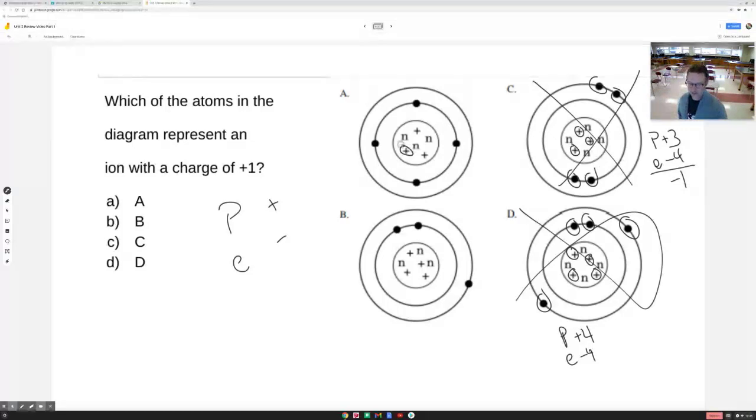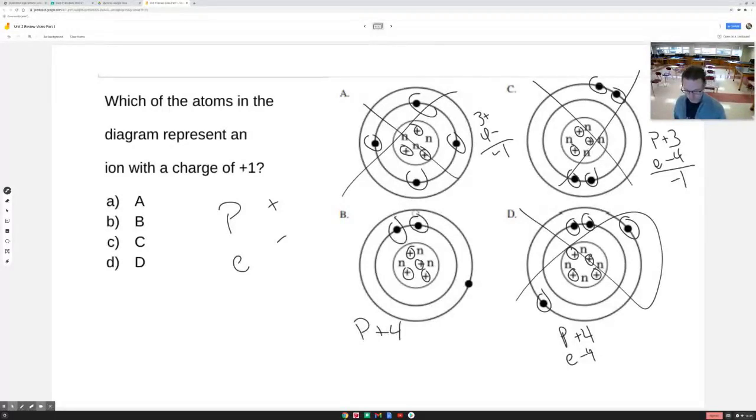This one's actually the same as choice C. There's 3 protons, so +3, and 1, 2, 3, 4 electrons, which are negative, so that'd be -1. So we're down to our last choice here. Just to show you, we've got 1, 2, 3, 4 protons, 1, 2, 3 electrons. 4 minus 3 is +1, which is the correct answer here. So that was choice B.